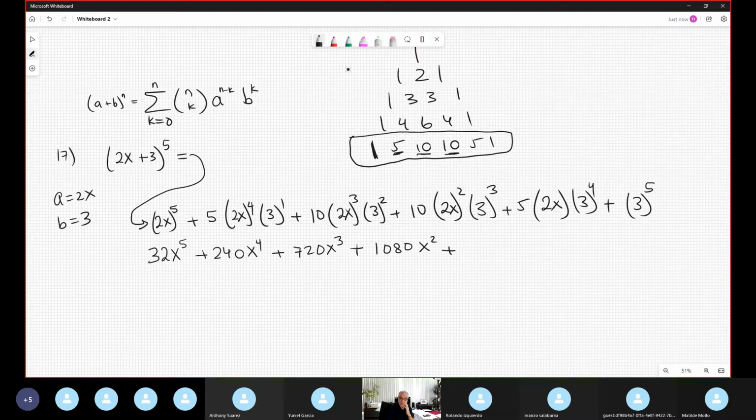Plus 5 times 2 is 10. And 3 to the 4th power is 81. 81 times 10 is 810. 1x only. Plus 3 to the 5th power is 243. End of the story. This is the final answer. Boom.